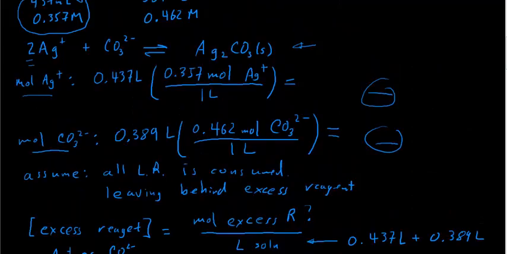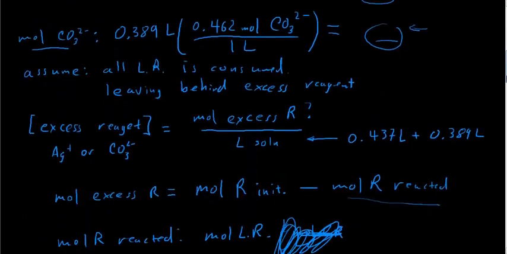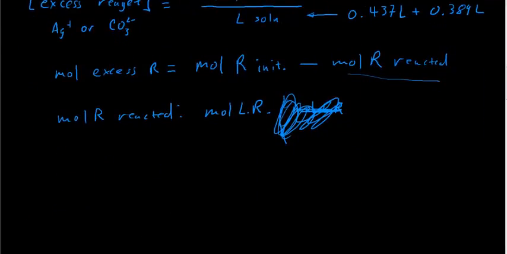So whichever one of these is our limiting reactant, we've already calculated that, right? It's one of these two numbers, these two blank spaces right here that I just circled. Okay, so we know that. Now what we need to do is figure out the moles of R that have reacted. So we can use the stoichiometry to do that.